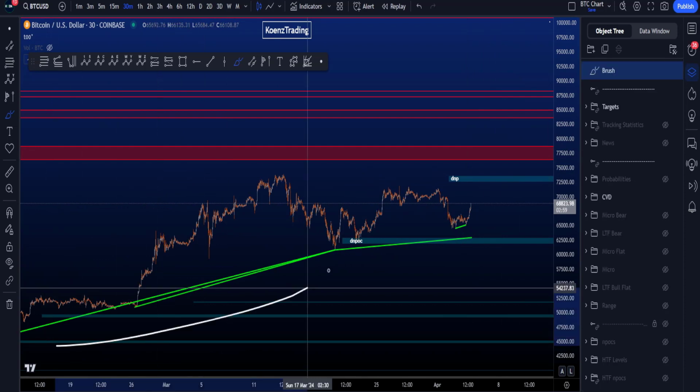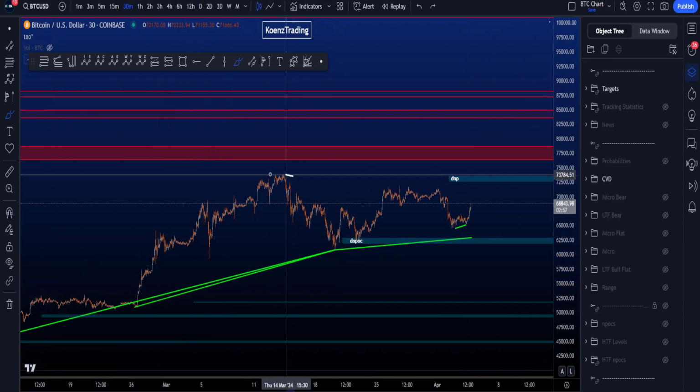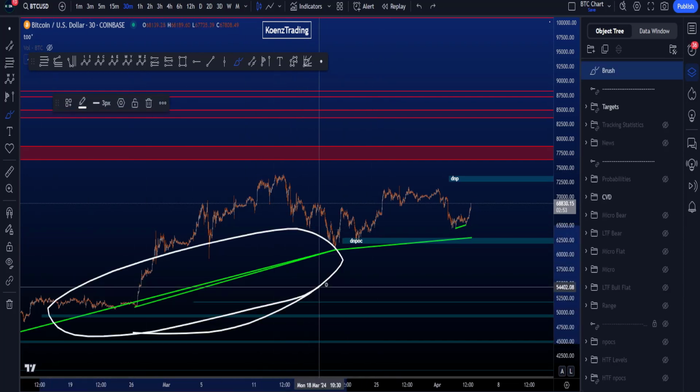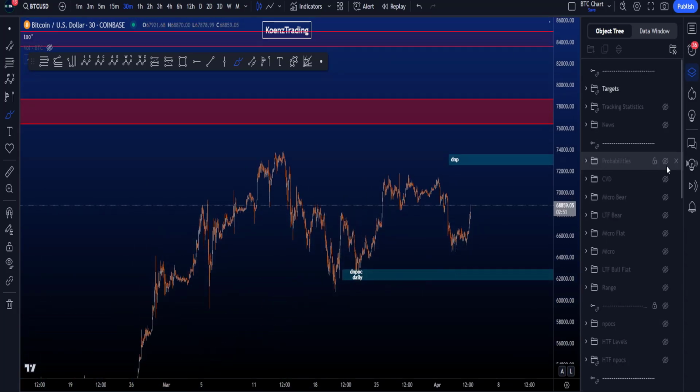And the bullish CVD divergence that we have over here has the target being this high. The moment this high is taken, the big bullish CVD divergence that we have over here also played out.